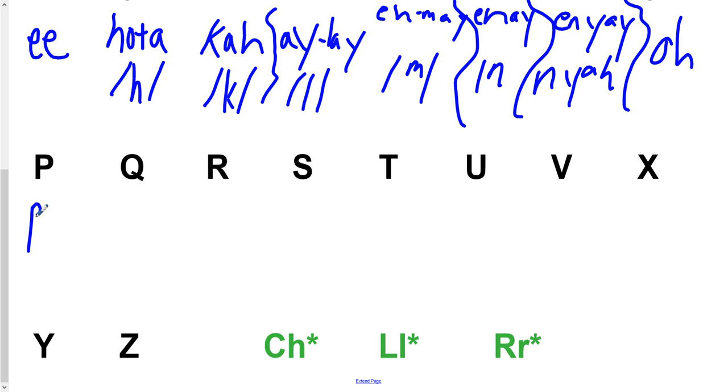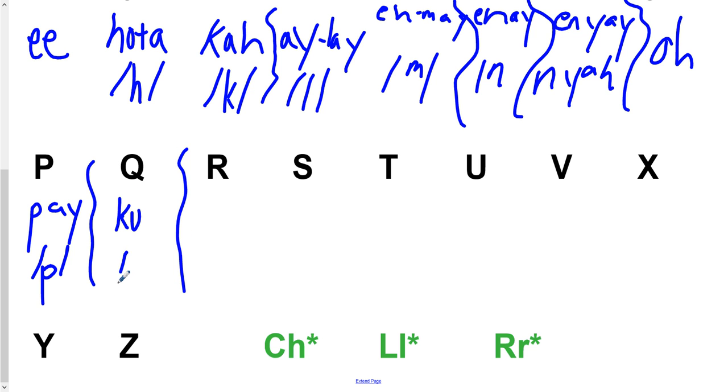Pe. Pronounced like a P, but it's not as popping. It's a much softer P. Okay? Coo. This one throws people. It is just a K sound. You don't say quay, you say K. Coo.